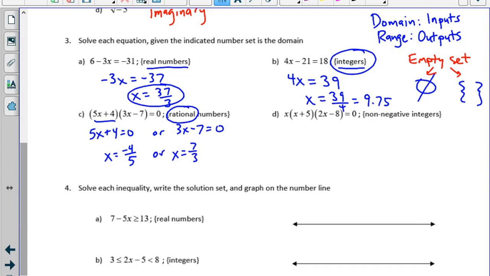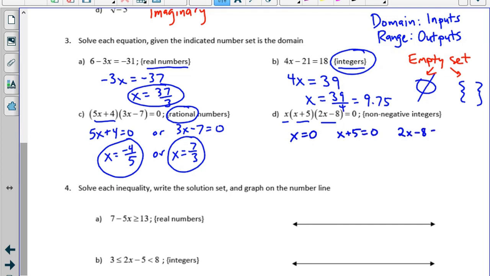Therefore, both of these answers hold as true within the rational numbers. Okay, likewise in letter D, we have 3 terms that are all multiplied together and they equal 0. Therefore, either x has to equal 0 by the zero product property, x plus 5 has to equal 0 by the zero product property, or 2x minus 8 has to equal 0 by the zero product property. So when we solve this, we get x equals 0, x equals -5, and x equals 4.